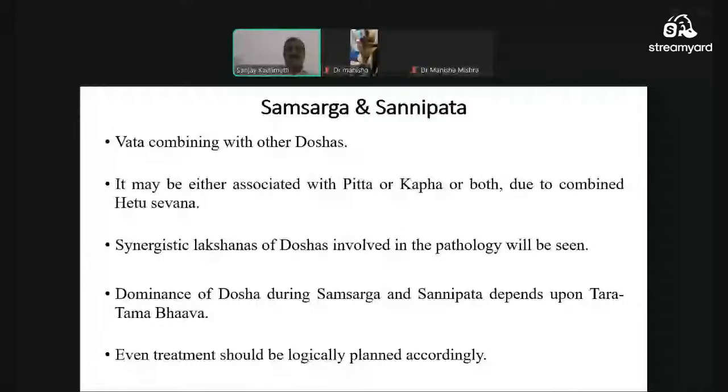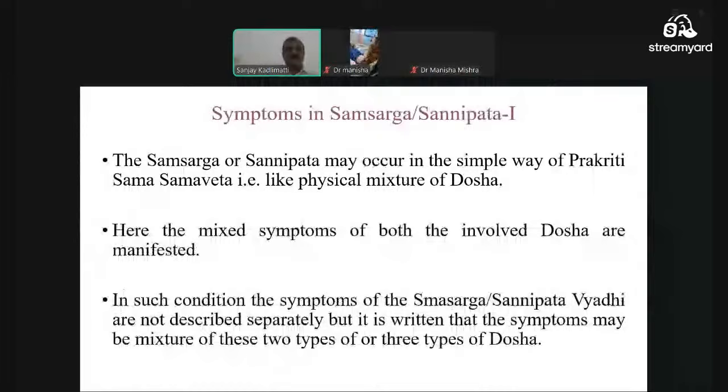Now coming to the point I told, that is symptoms in Samsarga and Sannipata. Samsarga or Sannipata may occur in a simple way, means Sama-Samavet way. Sama-Samavet means Vata and Pitta are together, you see Vata Lakshanas, Pitta Lakshanas, Prakriti Sama-Samavet. No problem in that. Like a physical mixture of doshas.